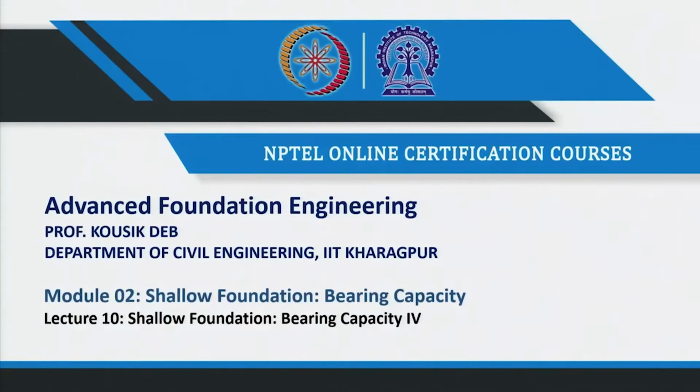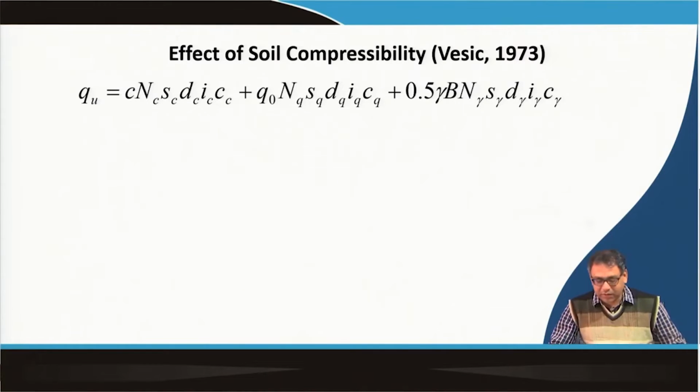So, last class I discussed the bearing capacity determination, when the soil has local shear failure, the intermediate case. Today I will discuss that this effect can be incorporated in another way by considering the effect of soil compressibility. As I discussed, local shear failure can also be incorporated through the compressibility effect in the soil.